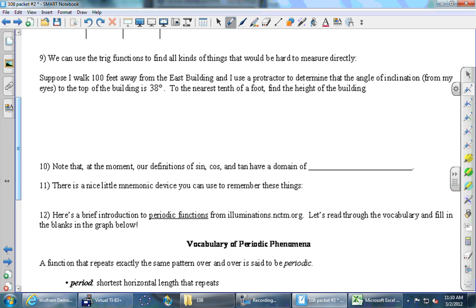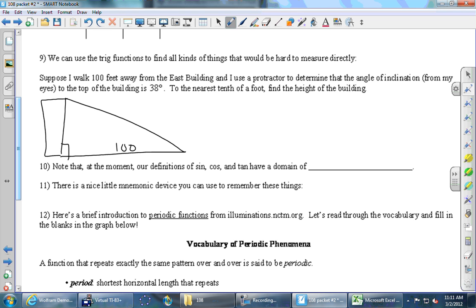Okay, so let's try this. So here's my building. Lovely. And we walk 100 feet away. So that's my 100 out there. And then we look up to the top of the building. And we should get a picture that is hopefully familiar to us.